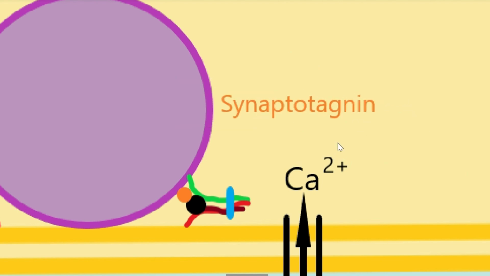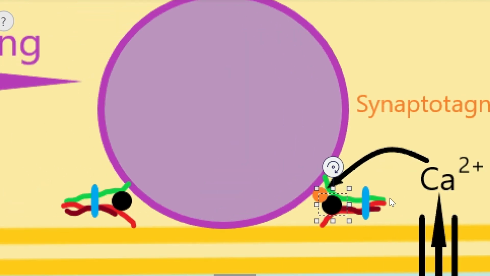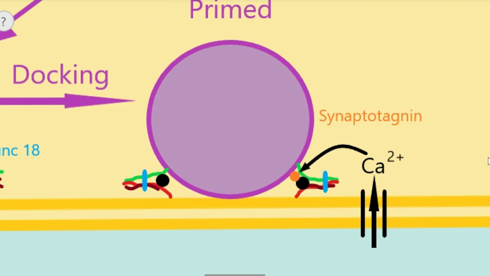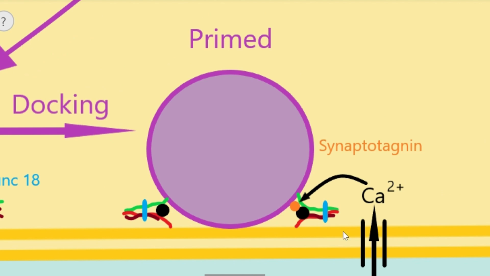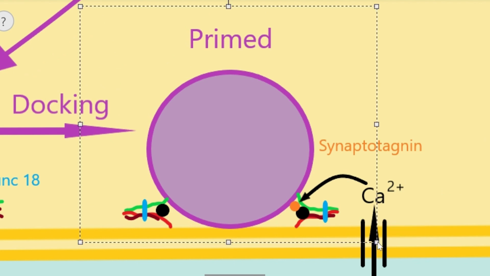And essentially, what this calcium is going to do is interact with the C2 domain on synaptotagmin. C2 is just a domain on synaptotagmin which interacts with the calcium. So this binding of the calcium to the C2 domain of synaptotagmin causes it basically to remove this complexin molecule here. And if you remember, this complexin is essentially what's stabilizing the molecule in this primed state. It's essentially keeping the vesicle like this in this primed state, ready to go.